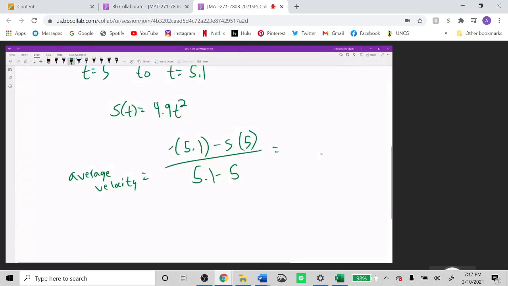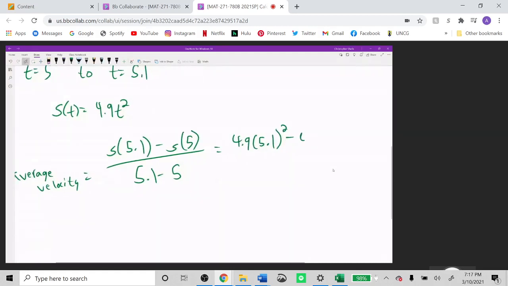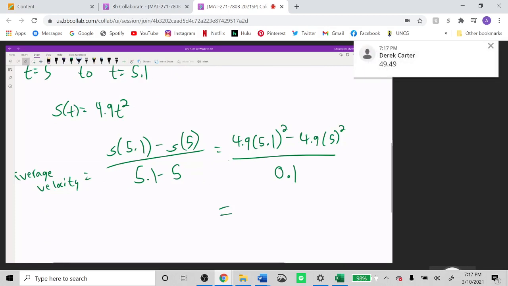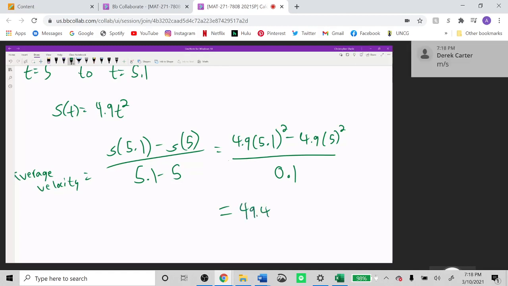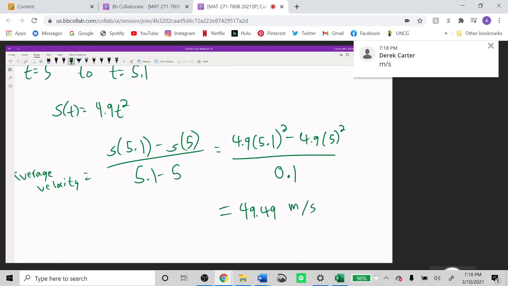s of 5.1 is 4.9 times 5.1 squared, minus 4.9 times 5 squared, over 0.1, since 5.1 minus 5 is 0.1. And if we throw this into a calculator, what do we get? 49.49. Very good. And this is in terms of meters per second.